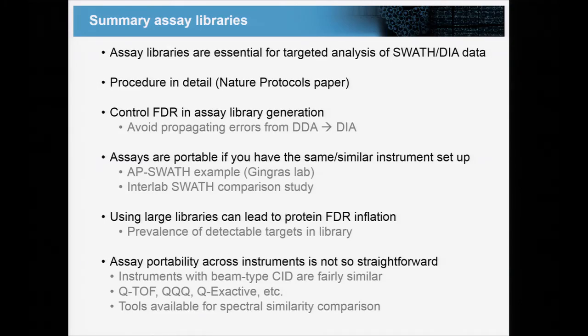Using large libraries can lead to protein FDR inflation, so be careful if you use these large libraries where you have low prevalence that you also compute these false discovery rates at the protein level. This isn't really implemented directly, for example, in Skyline, but it will come at one point, because not many people are doing this workflow, but I just want to warn you that you need to think about this if you're going to go for it. And this kind of assay portability is not so straightforward. It seems like instruments with beam type CID are fairly similar, but there are tools available for making these comparisons yourself. And so this is still somewhat of an open question, I would say.